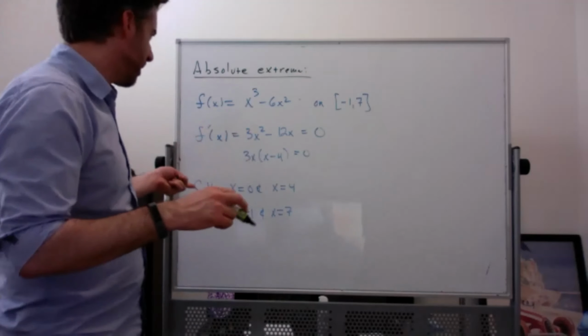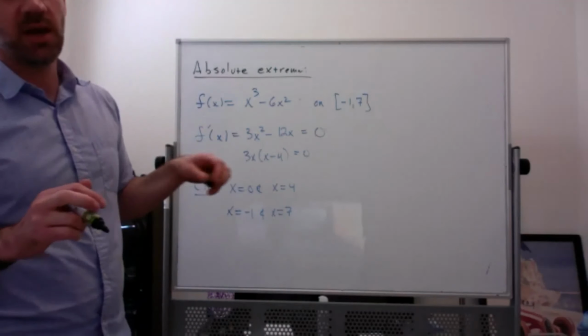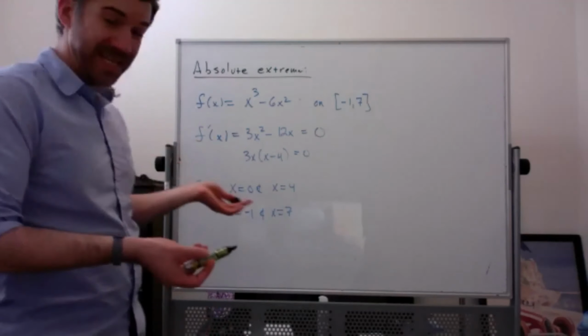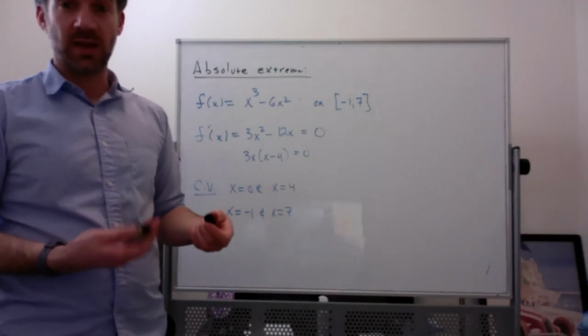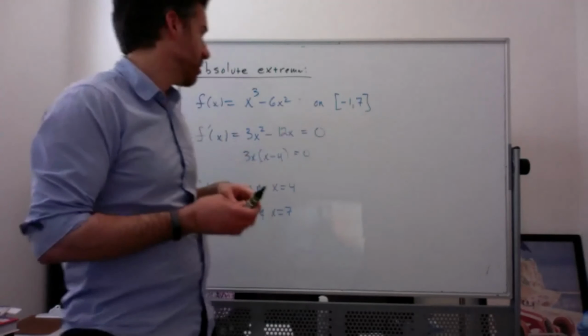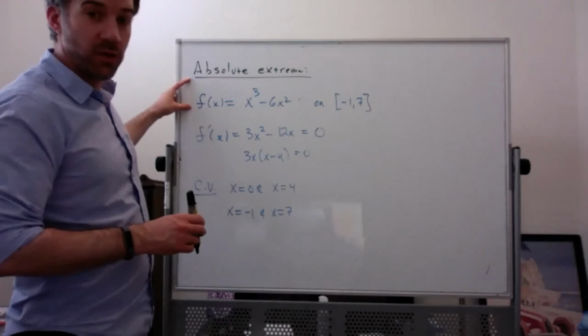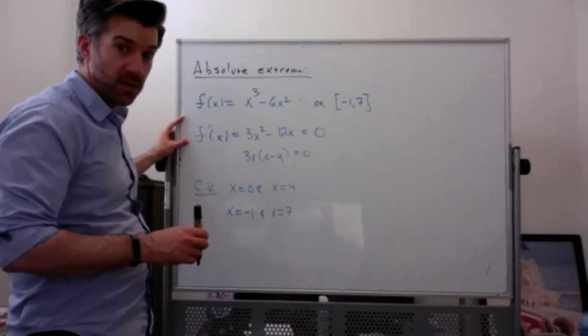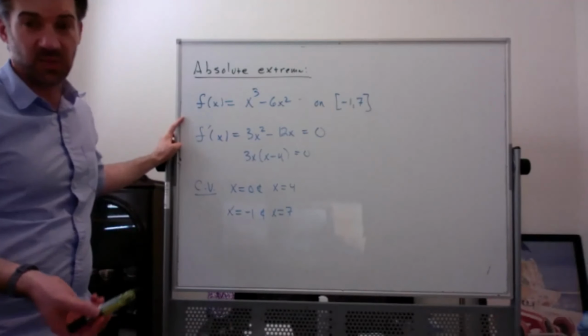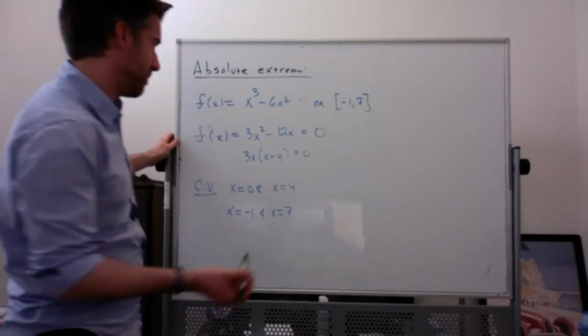After we find our critical values, we take all of the critical values that are in the interval. Sometimes, for example, if 8 had been a critical value, we wouldn't use it because 8 isn't in between the interval endpoints. So we're going to take all of our critical values and plug them into the original function, not the derivative, because we don't care what the slope of the tangent line is, we just care what the function value is. So I'm going to plug them into the original function and see what happens.